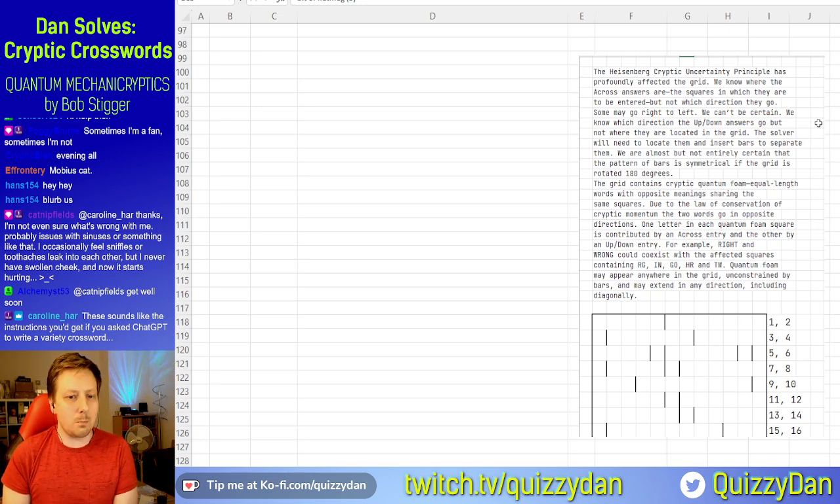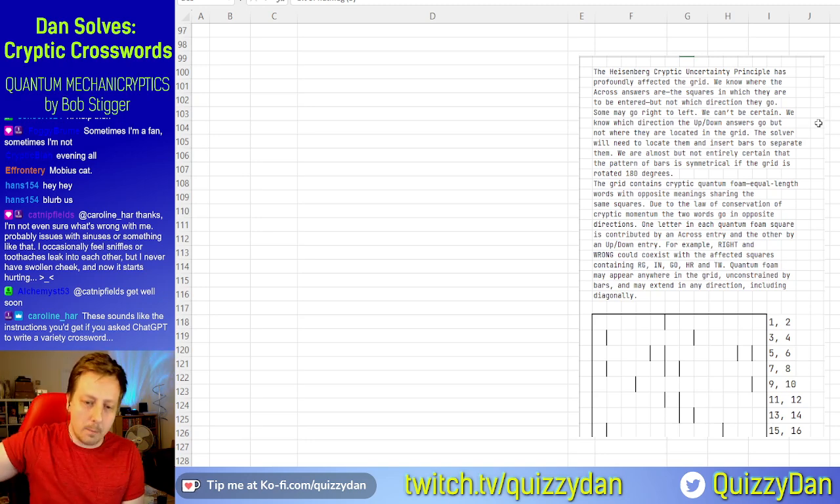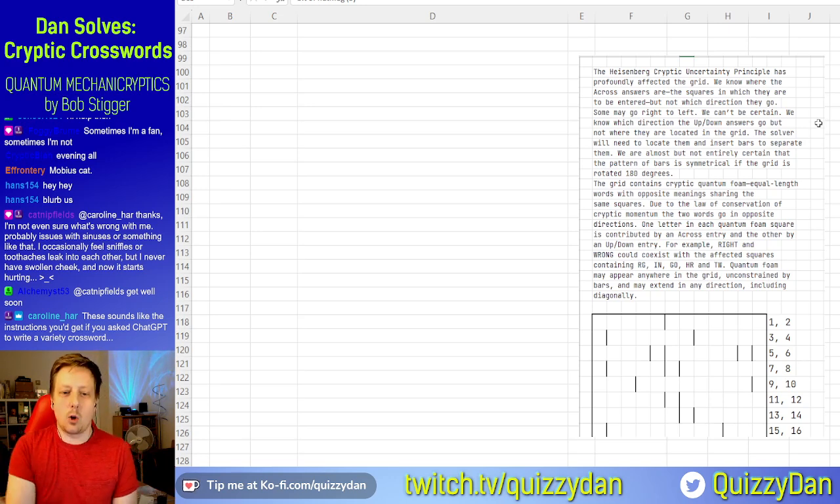One letter in each quantum foam square is contributed by an across entry and the other by an up-down entry. For example, right and wrong could coexist in affected squares containing R-I-G-H-T and wrong but going backwards, G-N-O-R and W. Quantum foam may appear anywhere in the grid, unconstrained by bars, and may extend in any direction, including diagonally.